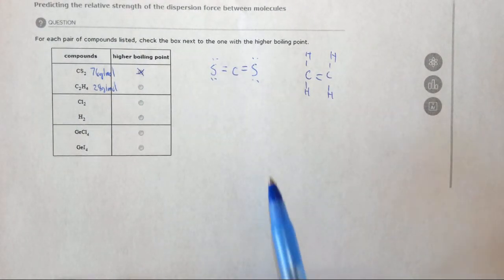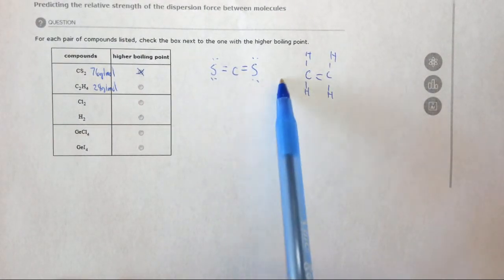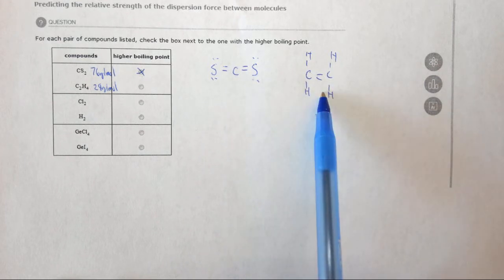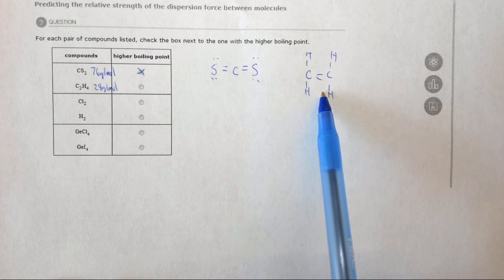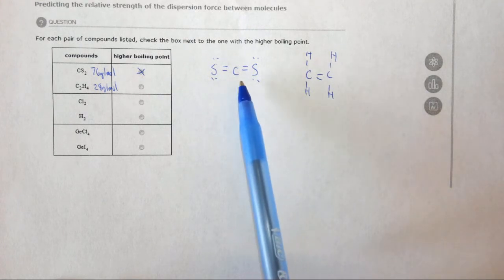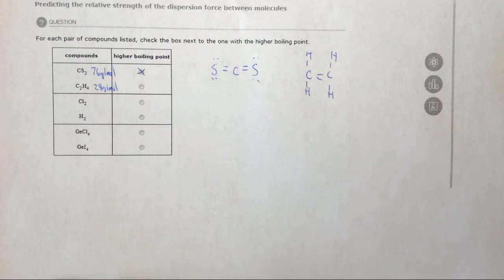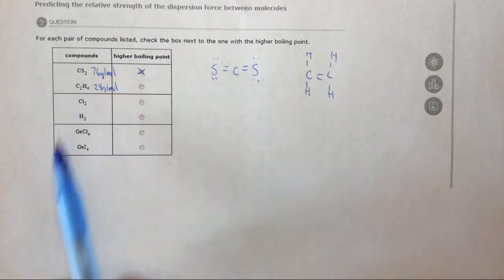So quickly to review, we're looking for two nonpolar molecules, so they only have dispersion forces. The one with more electrons, or the higher molar mass, tends to have much stronger dispersion forces, so therefore it has a higher boiling point, so therefore we have CS2 between these two molecules.